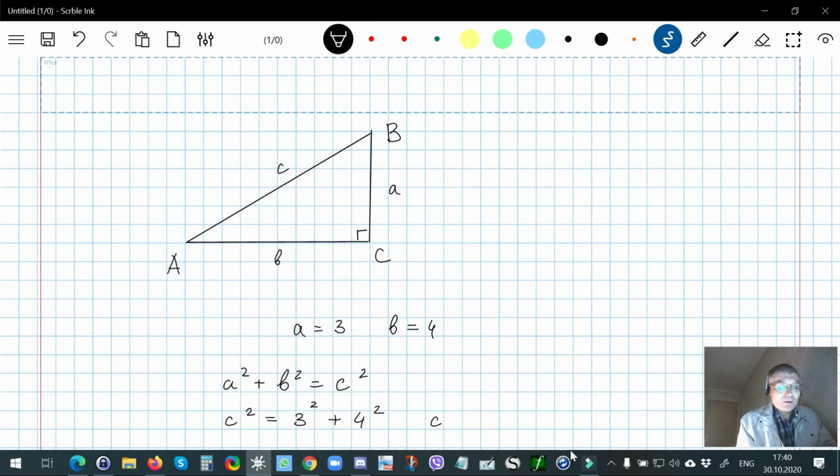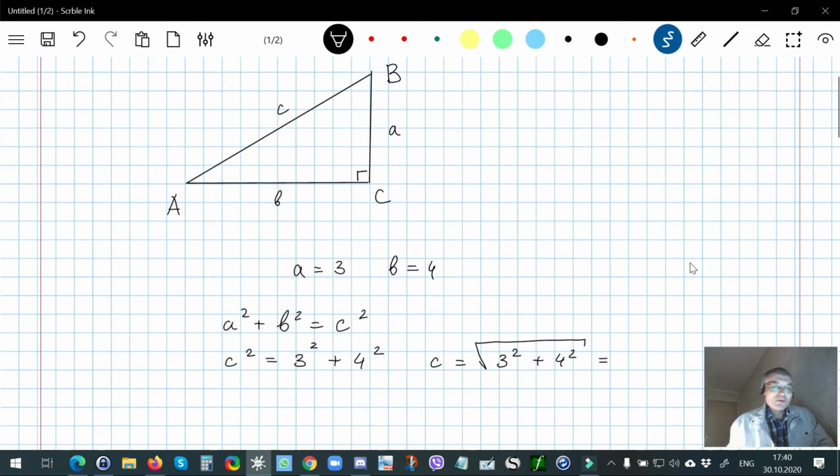And now c becomes the square root of what is written here: 3 squared plus 4 squared, which gives me a pleasure and an opportunity to write the square roots. 3 squared is 9, 4 squared is 16. When we add these two numbers, we get 25. It's the square root of 25.